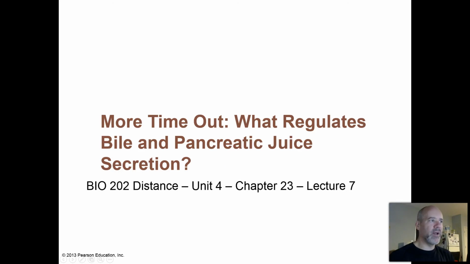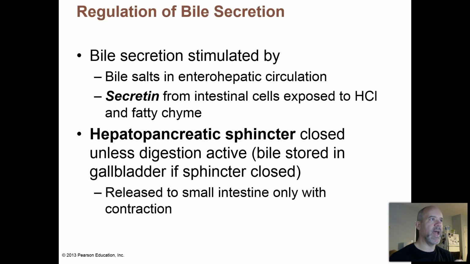In the next lecture, we're going to talk a little bit about the regulation of bile and pancreatic juice secretion. What makes that happen? We don't need those things produced and secreted all the time. We only really need them produced and secreted to meet our digestive needs. So how is that regulated? A lot of it gets into some hormones that are involved in regulating the digestive tract.